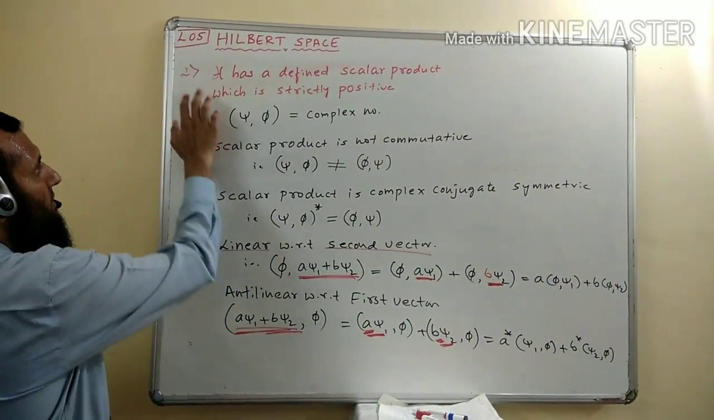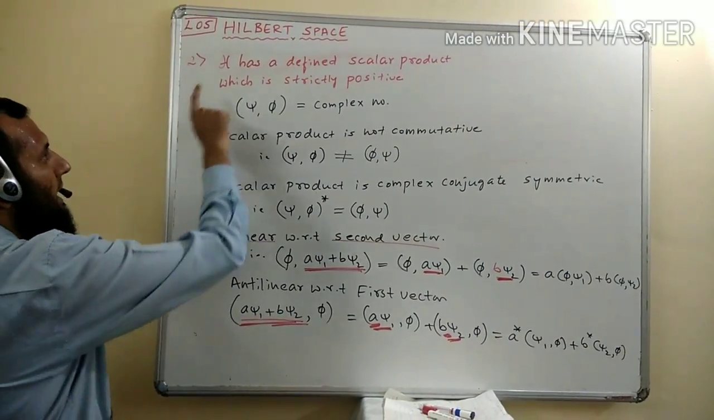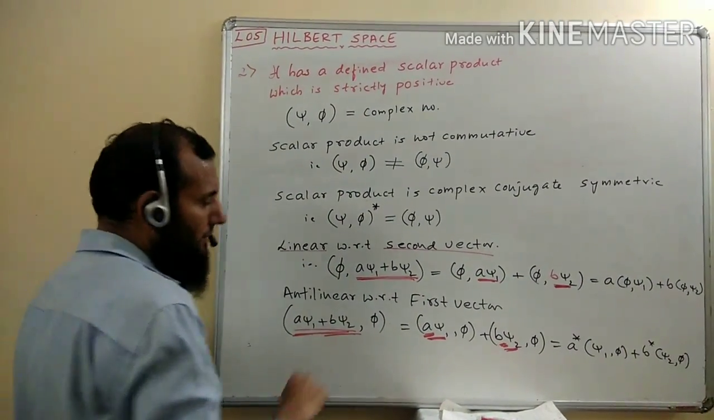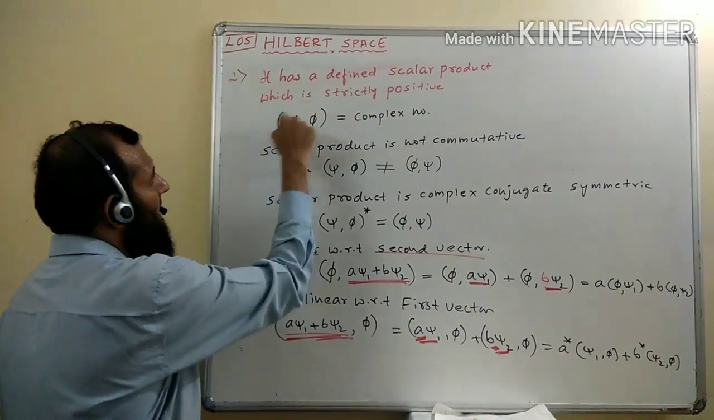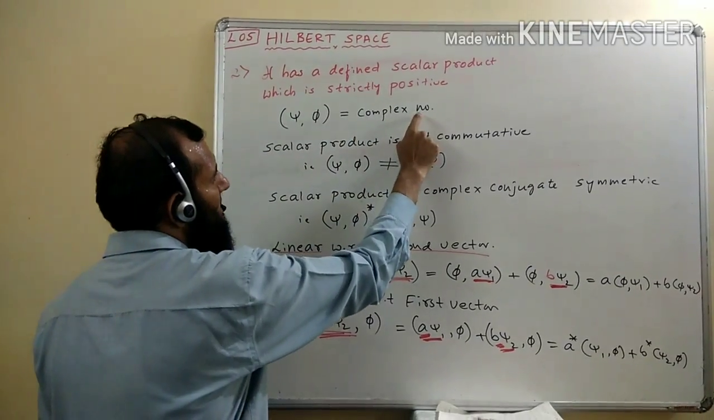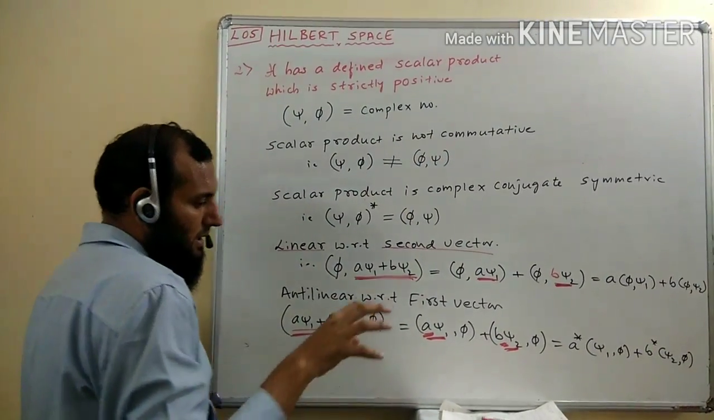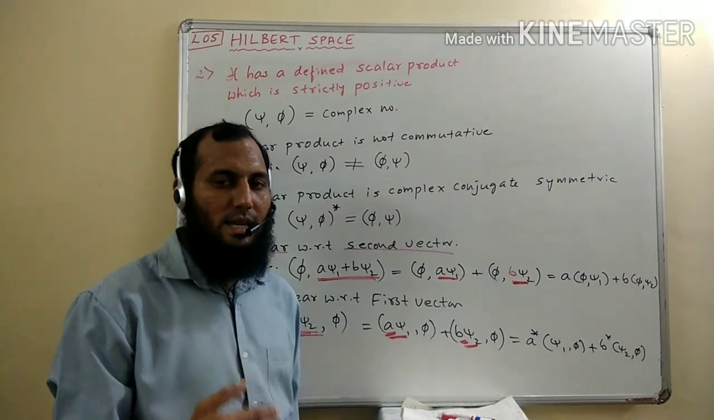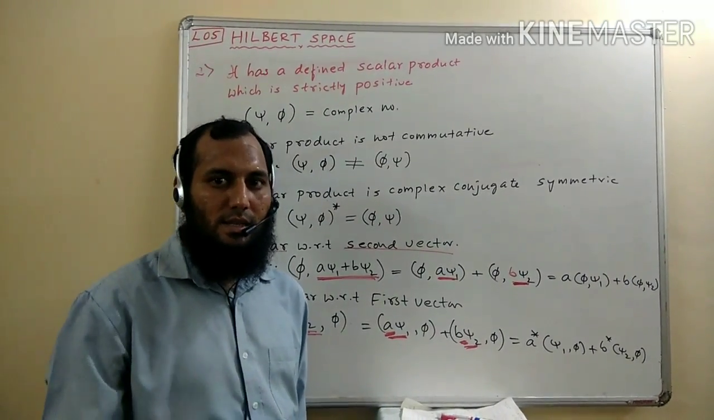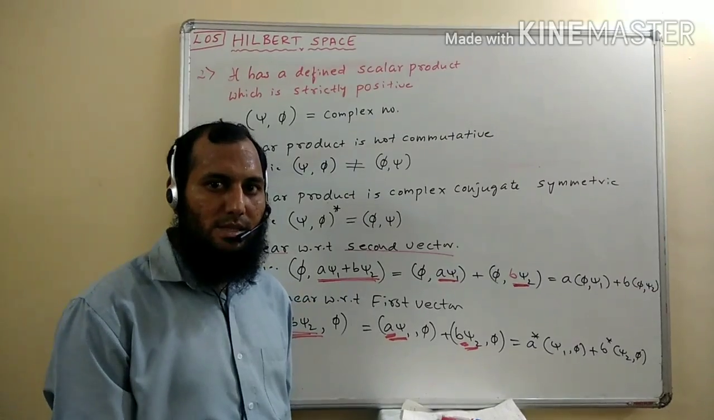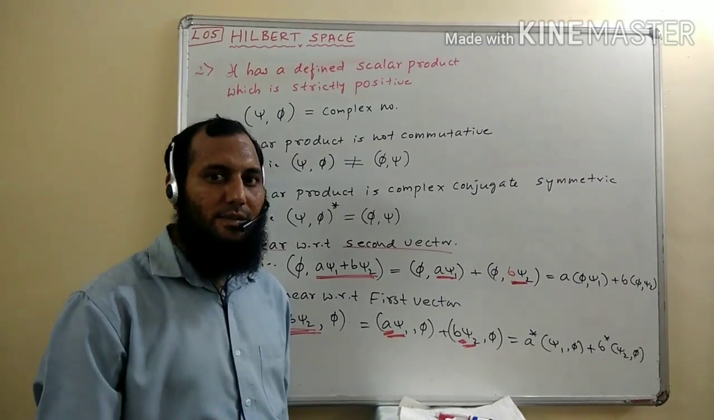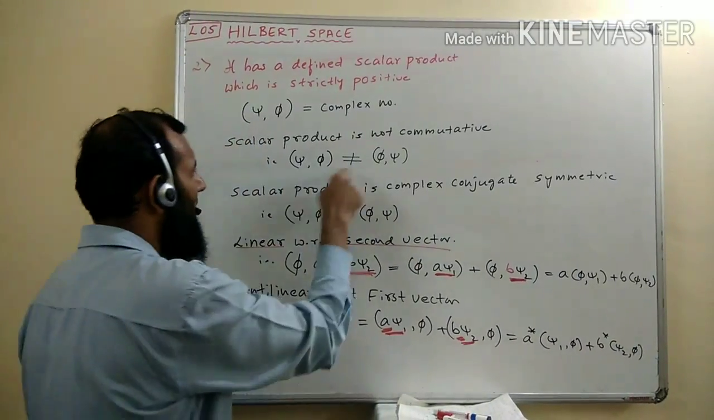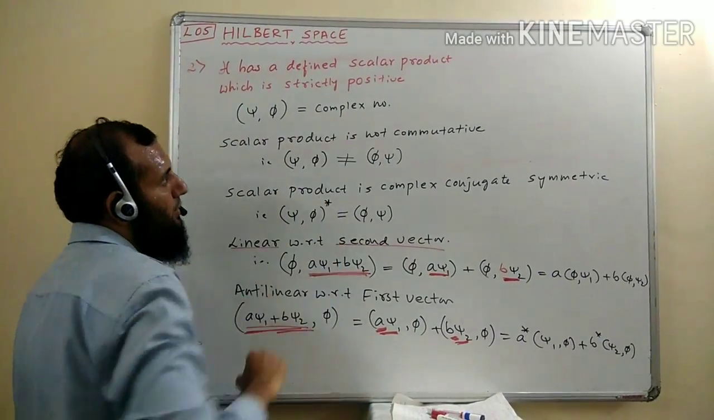This is the property number 2, that the Hilbert space has a defined scalar product which is strictly positive. So when we get this one scalar product, we get a complex number. So there should exist an inner product. So this is the second property. The first one we saw is that Hilbert space is a linear vector space. The second one is that Hilbert space has a defined scalar product which is strictly positive, and when we take the scalar product we should get a positive number.